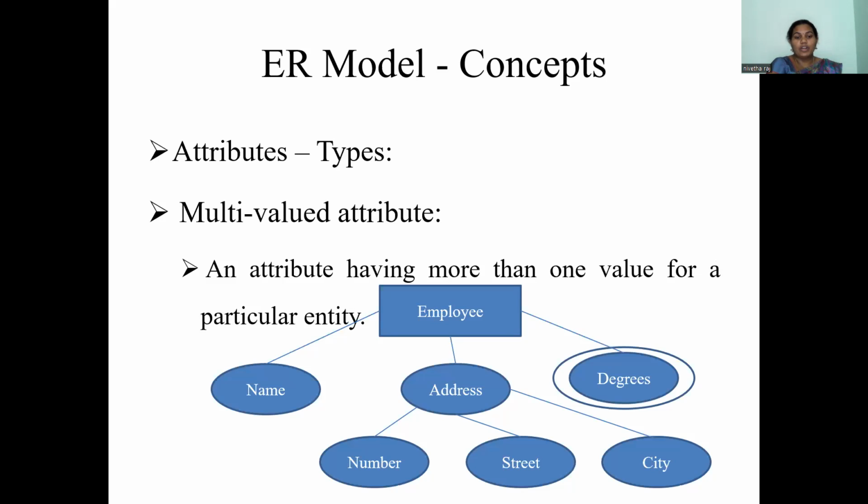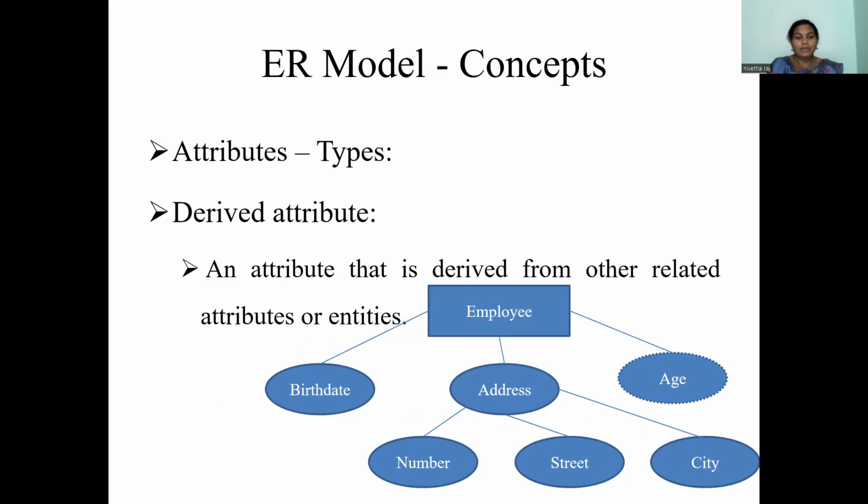And then a multi-value attribute: see this example, an attribute having more than one value for a particular entity. In this example, employee is an entity, and name, address, and degrees are attributes. Here, degree has more than one value, so degree is shown with a double ellipse. It is a multi-value attribute.